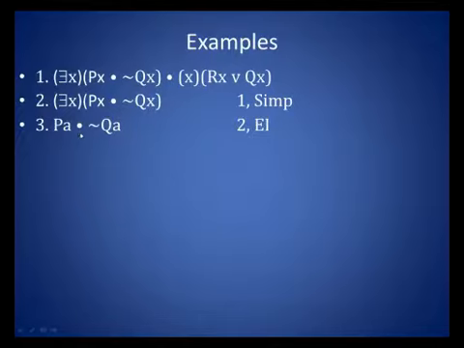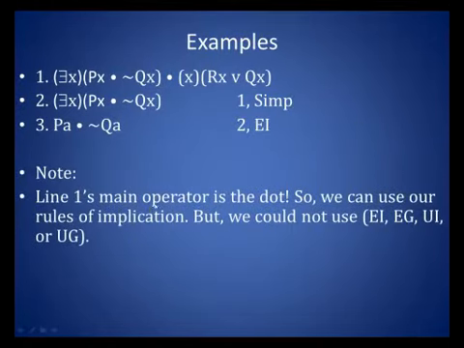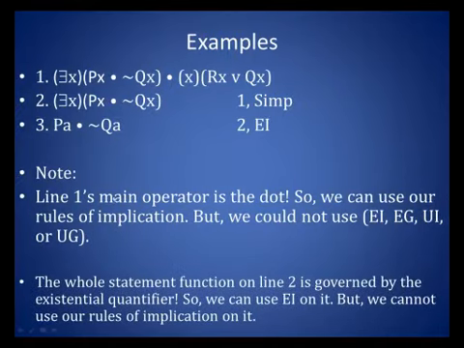Now that I've done that, again, what's the main operator on line 3? It's the dot. This is a conjunction. Therefore, I'm allowed to use simplification if I want to. So here's the note to take away from this. Line 1's main operator is the dot, so we can use our rules of implication, but we cannot use EI, EG, UI, or UG. On line 2, the whole statement function is governed by the existential quantifier, so we can use EI on it, but we cannot use our rules of implication on it.